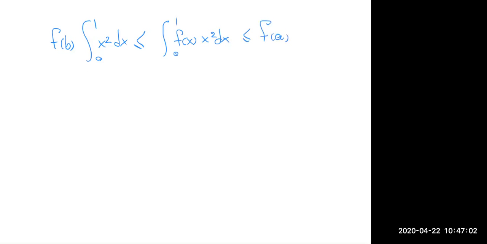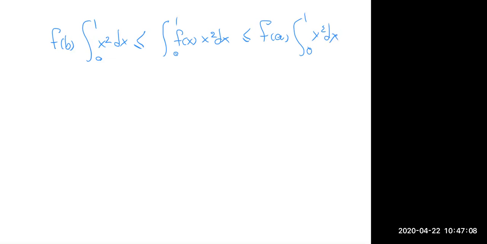So we got to this point that f of b integral of x squared dx from 0 to 1. Sorry that I have to erase until the middle of the whiteboard. It's because of some of the bugs Zoom has at this point. It doesn't work very well. So it's integral of f of x squared dx less or equal than f of a integral from 0 to 1 x squared dx.